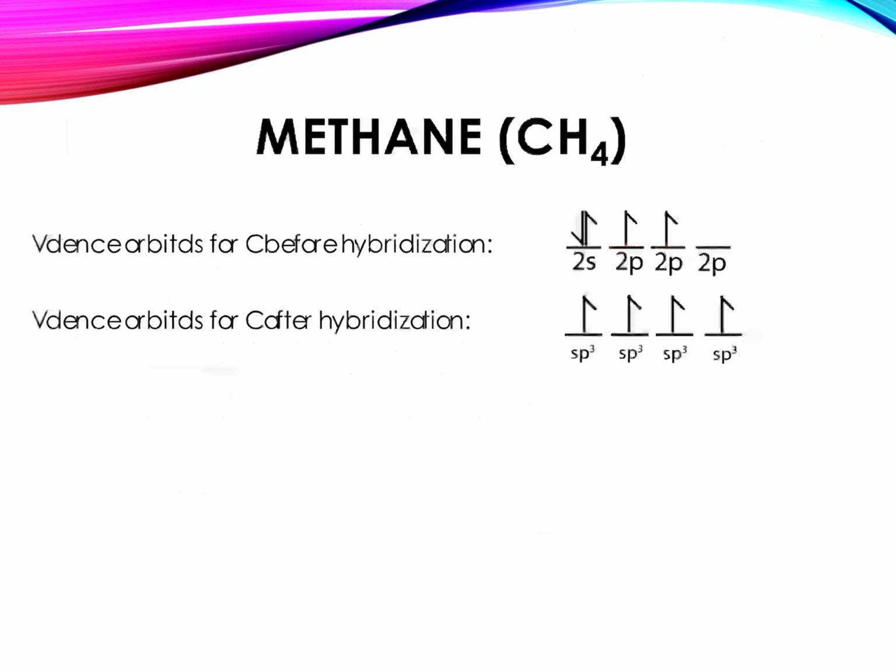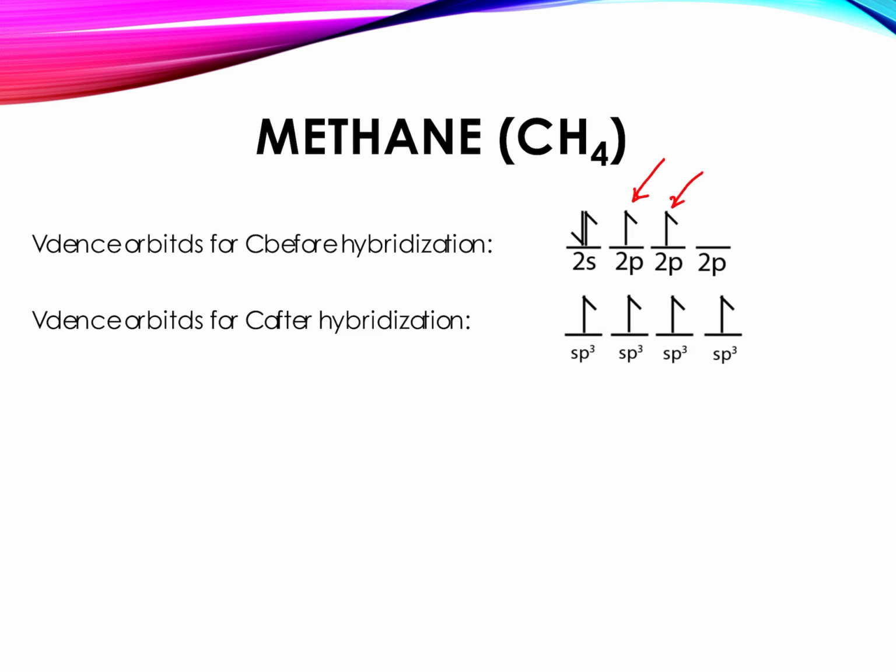So this is methane. Sorry, I don't know what's happening with the font. That says valence orbitals for carbon before hybridization, so best of luck reading that. But before hybridization, like I was saying, we have the 2s electrons and the 2p electrons, right? We've only got these 2 electrons available for bonding, so carbon should only make 2 bonds, which we know doesn't happen. What we know happens is that carbon makes 4 bonds.